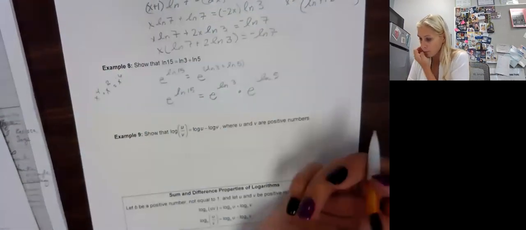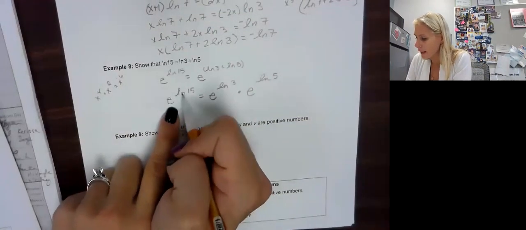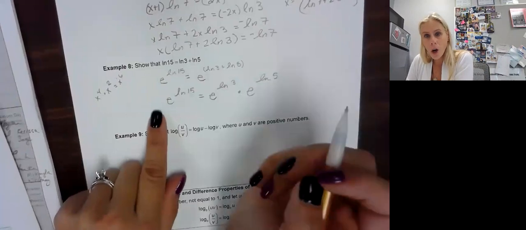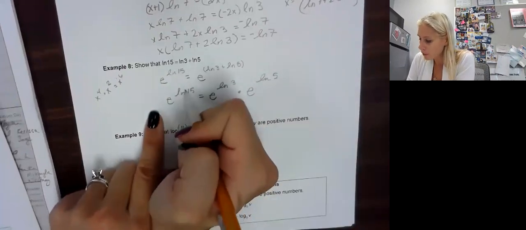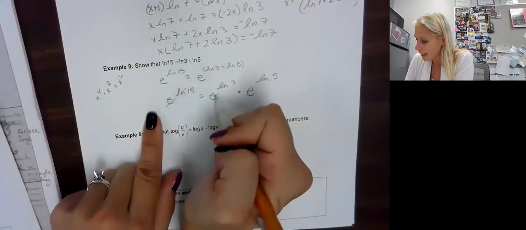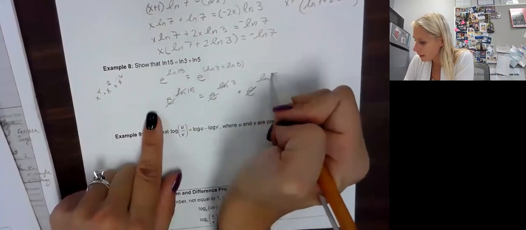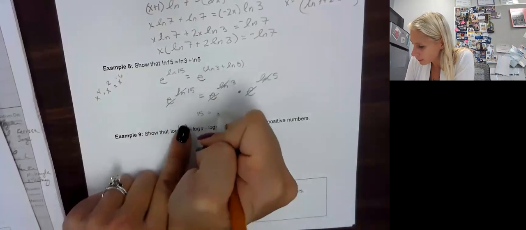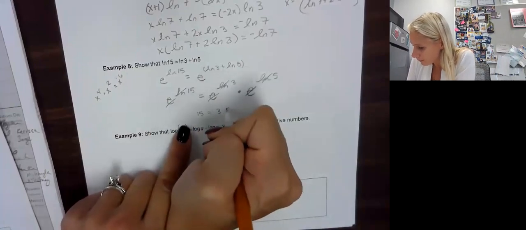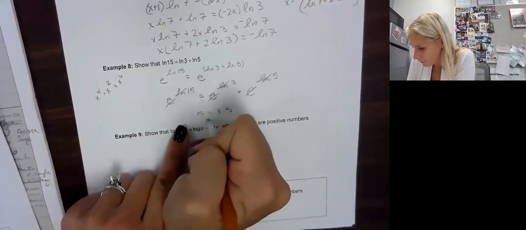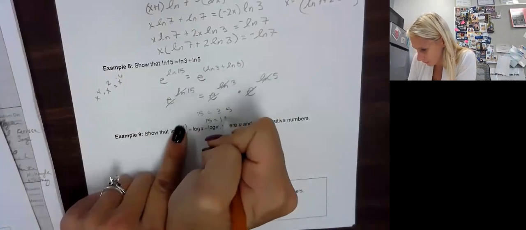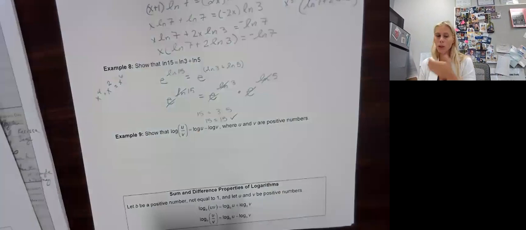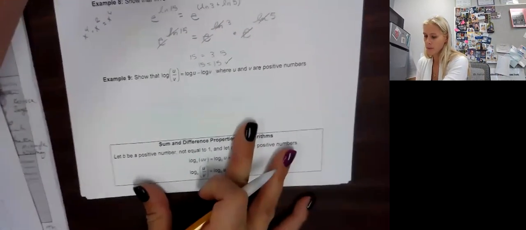Okay, now if you look, we have e to the ln, e to the ln, e to the ln. Those are all inverses of each other, so they cancel since they're right next to each other. And now we have 15 equals 3 times 5, and what do you know? 15 equals 15. Okay, we're just proving it right now.